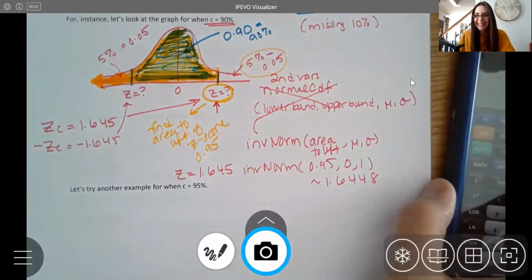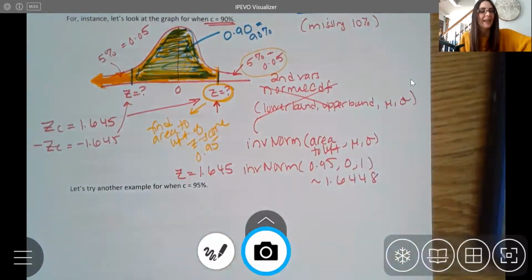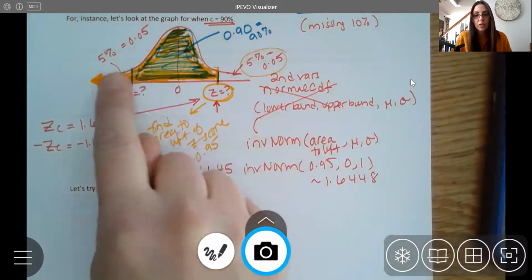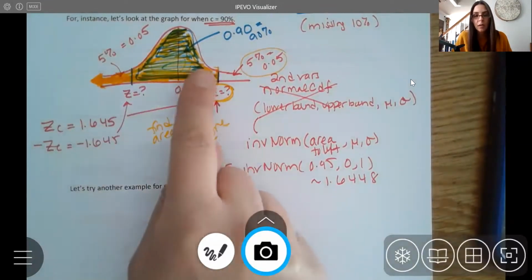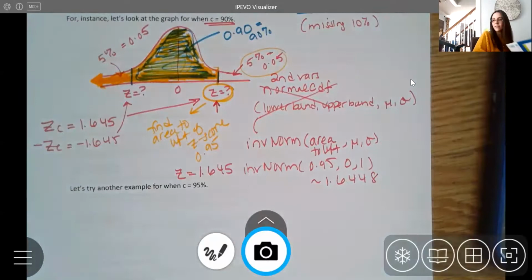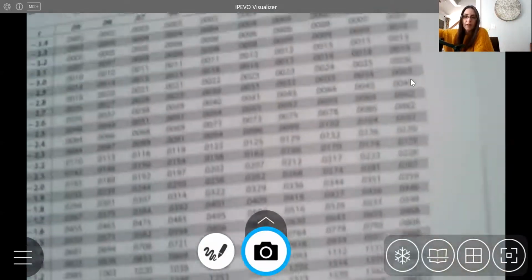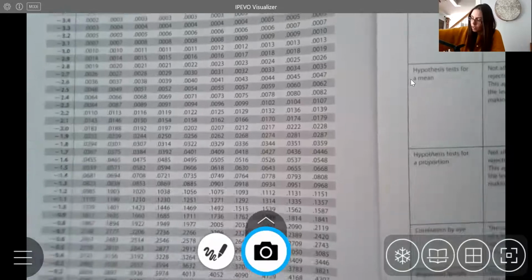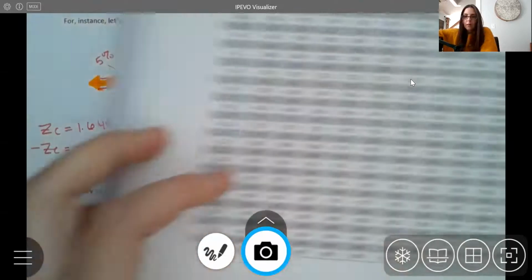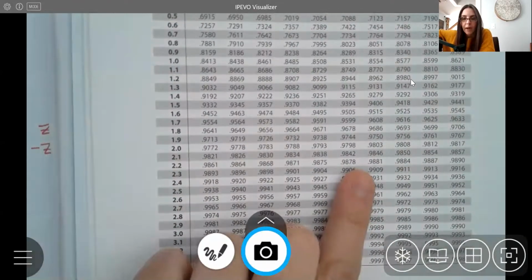Now, if you're using the table in the back of the book, I'll just do one with the table. You're going to go into your z-score table. And remember, the area that we're looking for is the same. You're still looking for that positive z value. The area to the left of that one, in this case, happens to be 0.95. So you're going to go into your table here, and you're looking for, oh, I'm on the wrong side. Let's do the positive side. And you're looking for that value of 0.95.